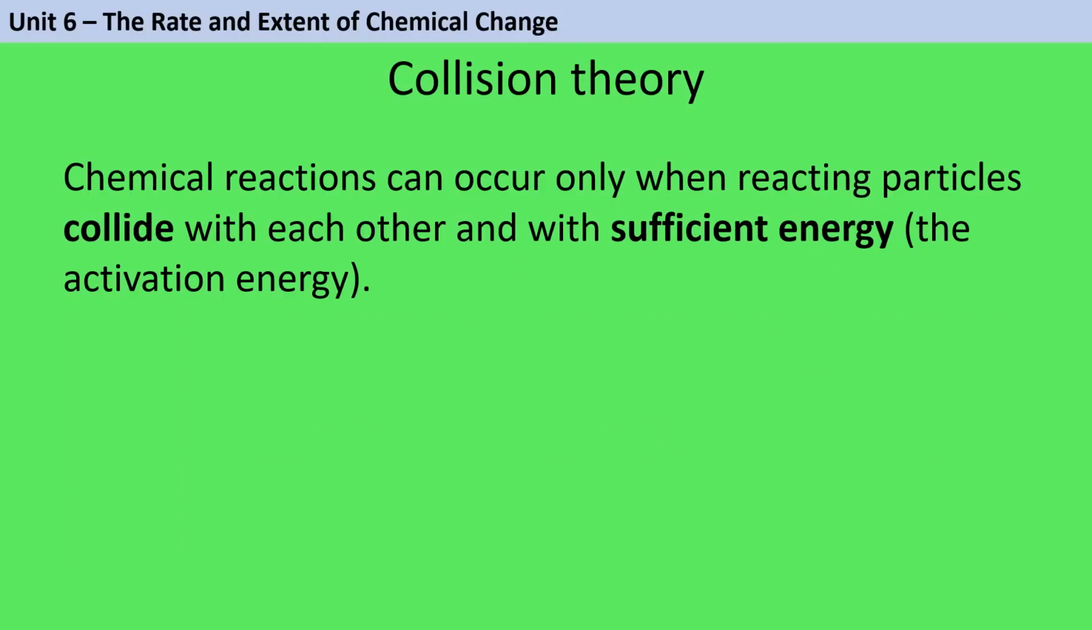Now we've talked about how to calculate a rate, we need to think about why it might change, and to explain that we need to use collision theory, which is the idea that chemical reactions only happen when the reacting particles collide with each other, so they bang into each other, and when they have sufficient energy, and we call this minimum amount of energy the activation energy.